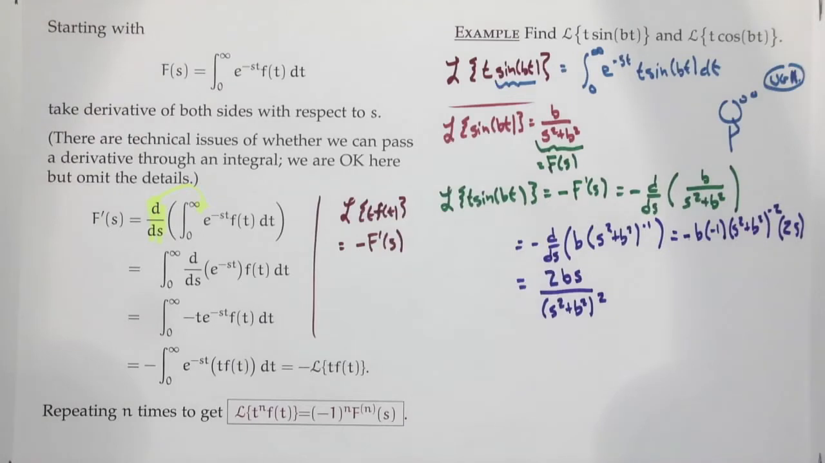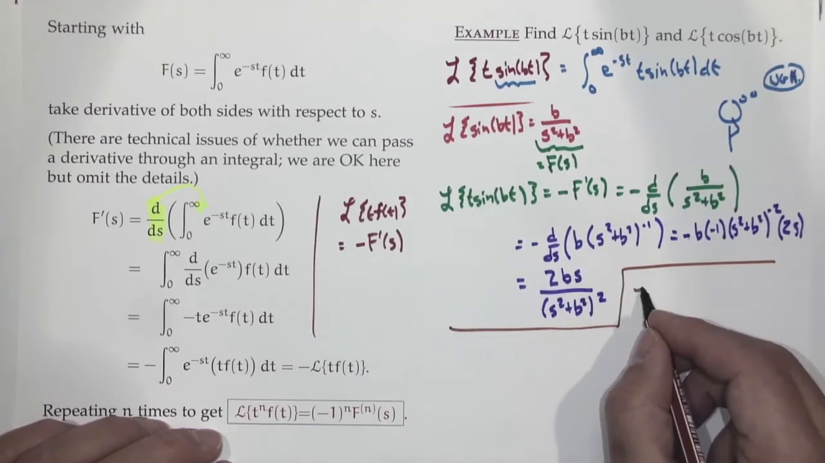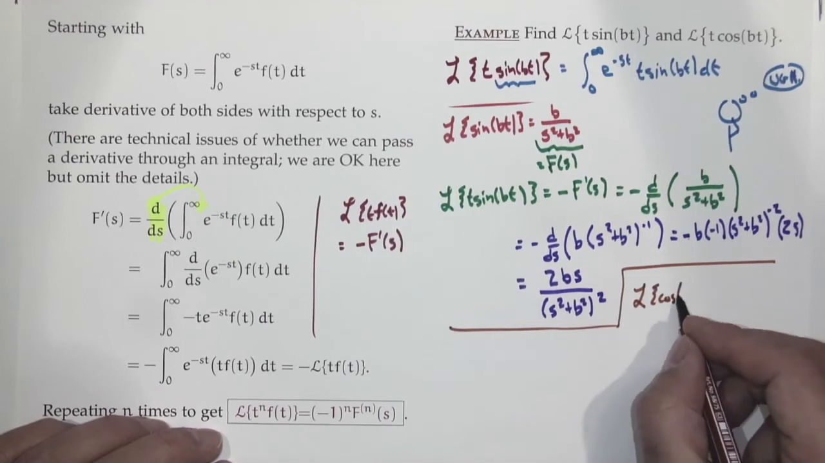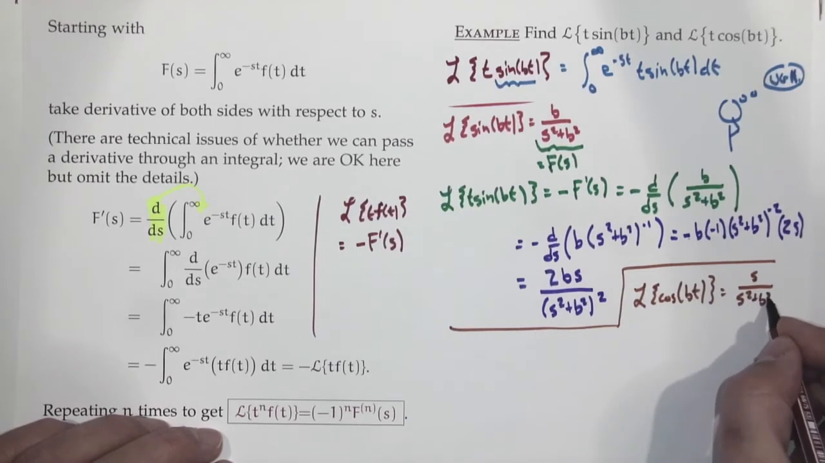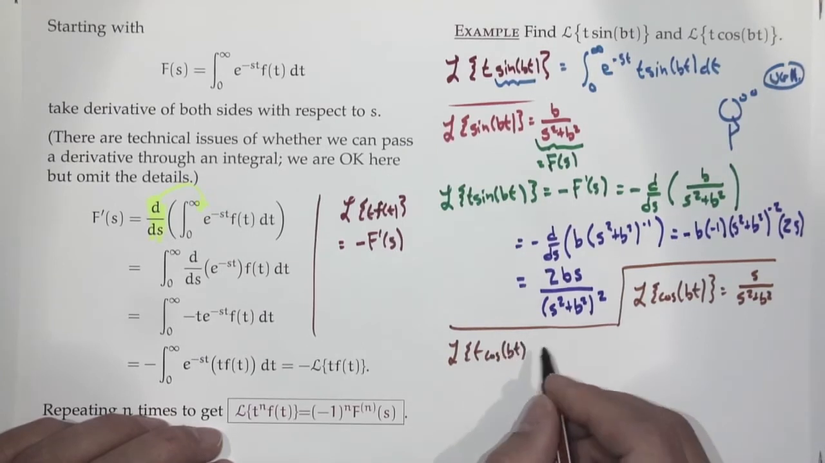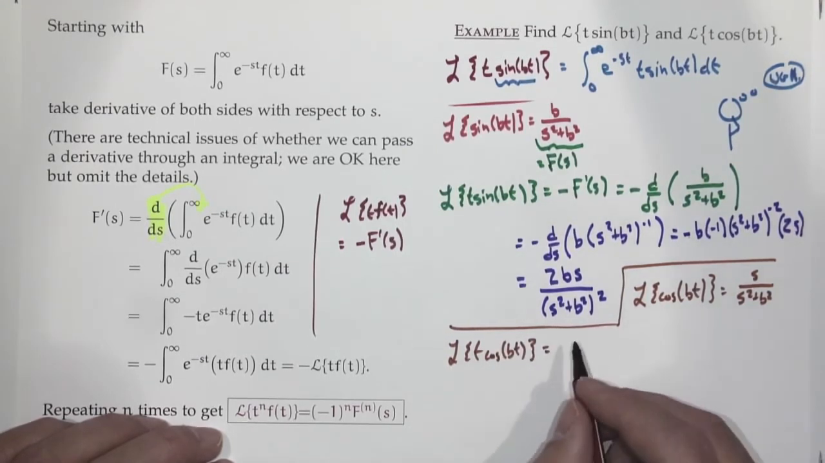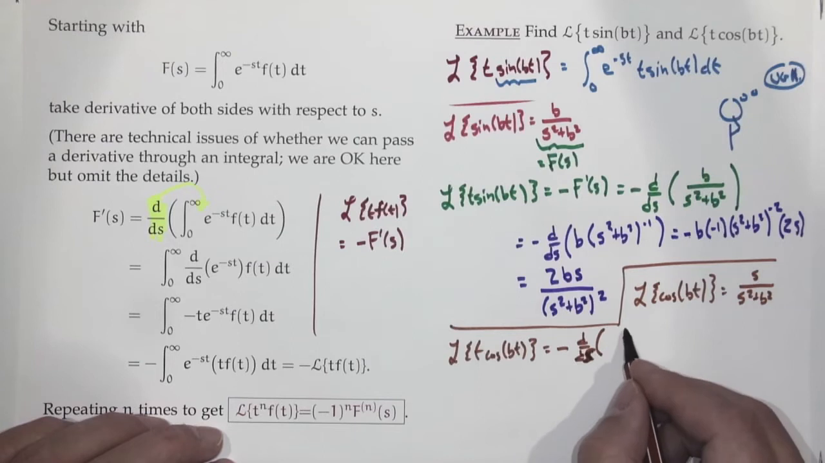All right. Well, shall we do the other one, or do you want me to just write down the result? Same process for t cosine bt, slightly different steps. All right, so let's remind ourselves: the Laplace transform of cosine bt is s over s squared plus b squared. So the Laplace transform of t cosine bt, well, that's going to be minus the derivative with respect to s of s over s squared plus b squared.